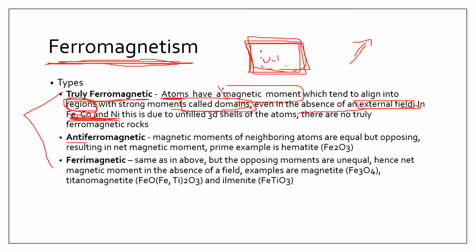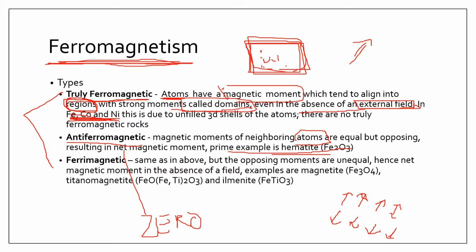All right. Now you also have anti-ferromagnetic. What happens in anti-ferromagnetic is you still have atoms or dipoles that are banding together, but instead of having dipoles that are going in one direction, you have dipoles that are banding together, but they align opposite to each other. So what happens here is that you are actually getting a net zero magnetic moment. And the best example here is your hematite.